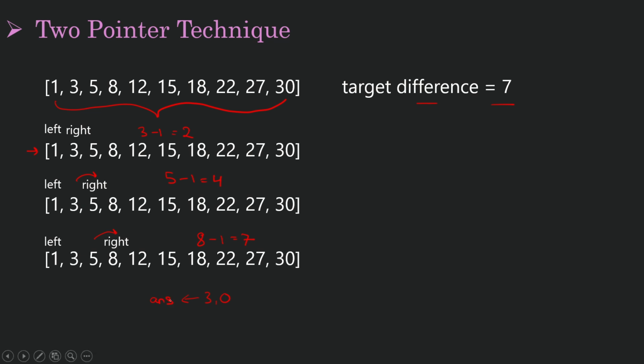For example, if the target difference were 10, left at index 0, value 1. Right at index 4, value 12. Difference equals 12 minus 1 equals 11. Too large, move left to index 1. Left at index 1, value 3. Right at index 4, value 12. Difference equals 12 minus 3 equals 9. Too small, move right to index 5. Continue until pointers meet or cross, indicating no solution.